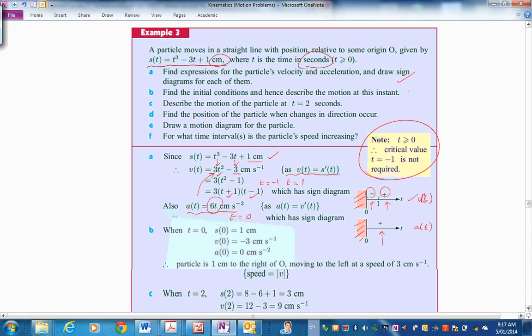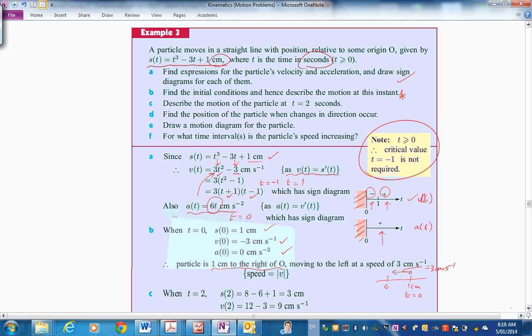Let's have a look at the second point, find the initial conditions and hence describe the motion. So at t is 0, subbing in 0 into the displacement, you get 1, into the velocity you get -3, acceleration you get 0. So the particle is where? It's 1 centimetre to the right of O, moving to the left at a speed of 3 centimetres per second. So I could do that here. At t equals 0, it's 1 centimetre there, and it's got a negative velocity, so it's starting here and moving off there at -3 centimetres per second.